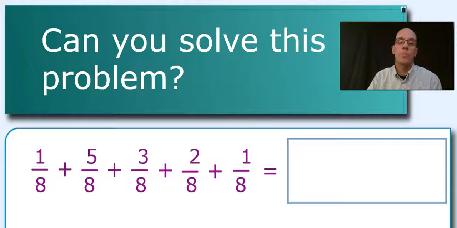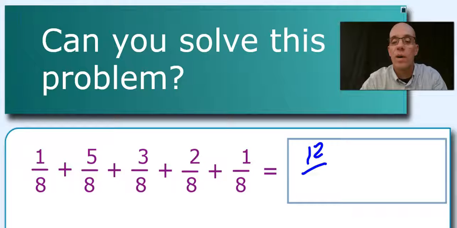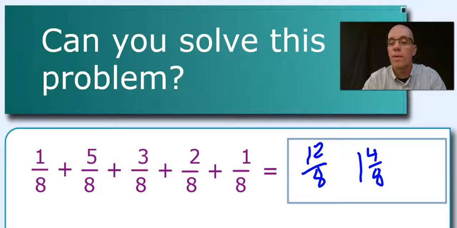So 1 plus 5 is 6, plus 3 is 9, plus 2 is 11, plus 1 more is 13. No, it's not, it's 12. 1 plus 5 is 6, plus 3 is 9, plus 2 is 11, plus 1 more is 12. So that is 12 of these things that we call eighths. And we know 8/8 make up 1 whole. So we have 1 whole and 4 of these eighths left over. And if we simplify that, we can even make that into 1 and 1/2. That's how we do that.